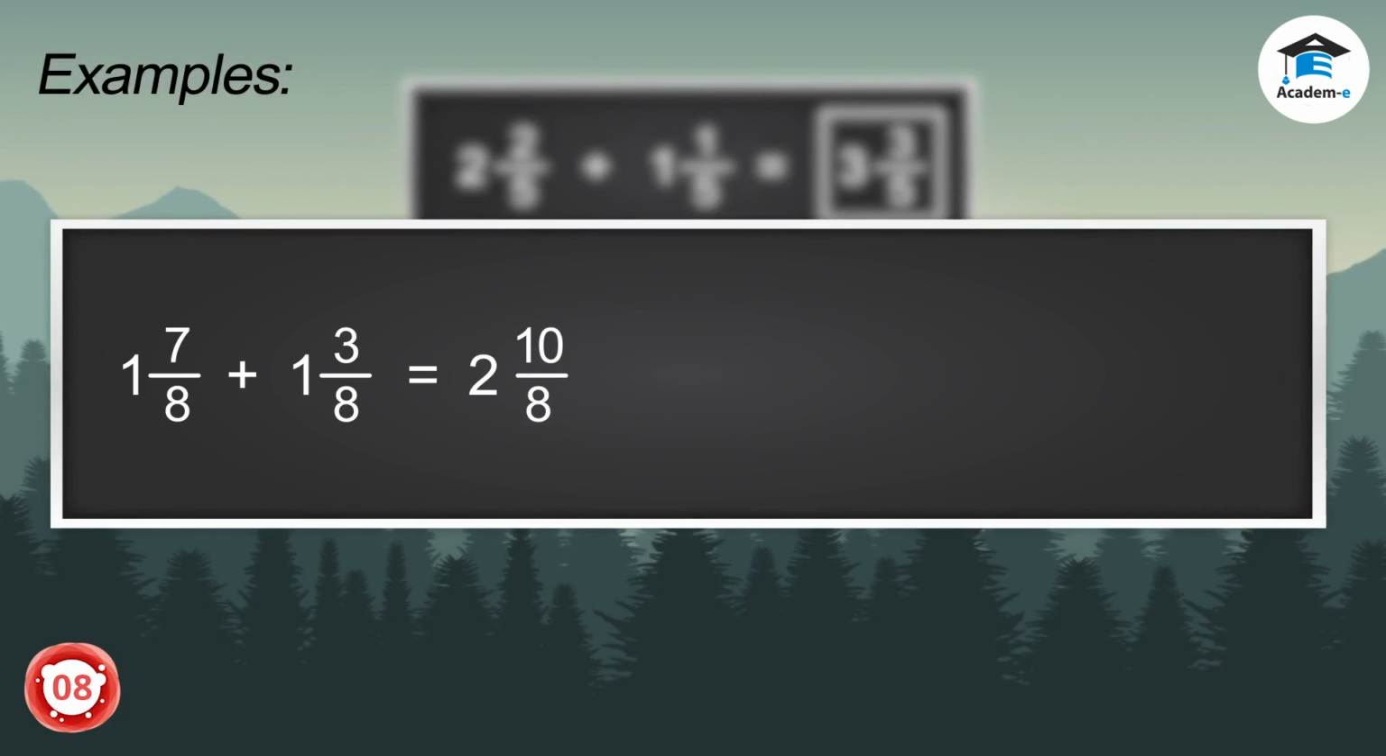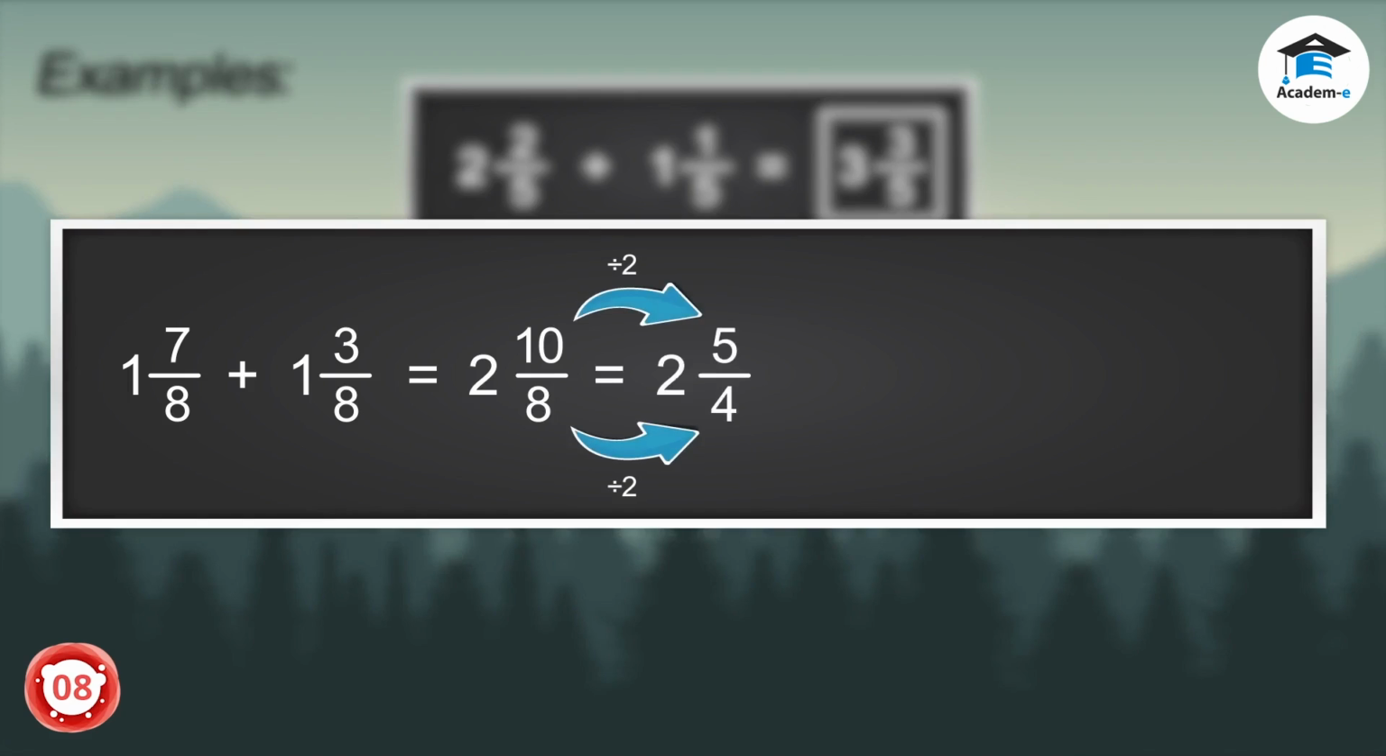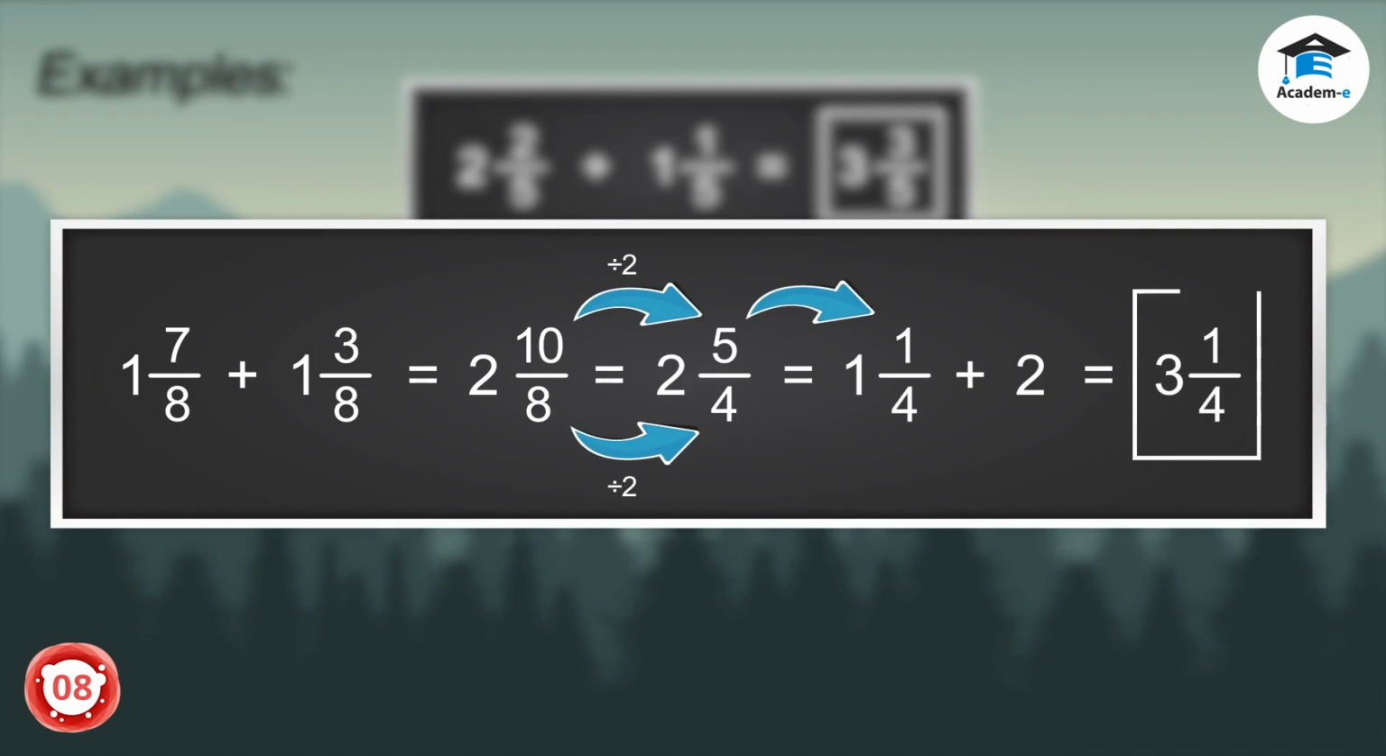We can see that 10 and 8 are both divisible by 2. So we get the lowest term, which is 5/4. It is an improper fraction, so we need to change it to a mixed number, which is 1 and 1/4. Now, we add the whole numbers. 1 plus 2 equals 3. Then, copy 1/4. The final answer is 3 and 1/4.